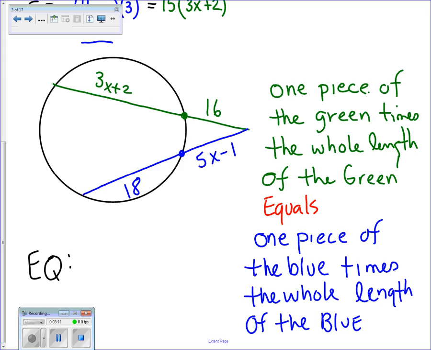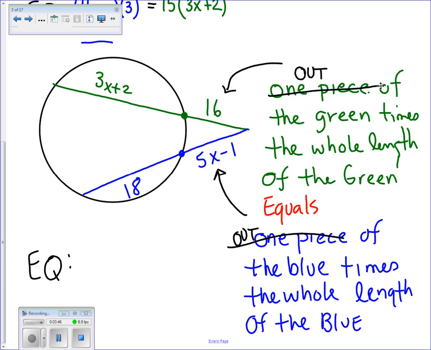All right, now take a look at this one. Again, I speak over here to the right, and I say there's this relationship between these pieces. One piece of the green times the whole length of the green should equal one piece of the blue times the whole length of the blue. Now, the pieces that I'm talking about at the very beginning, let's say they are the outside piece. When I say it's the outside piece, I'm talking about that piece there. So down here, let's parallel it and make it the same. So we're talking about that.